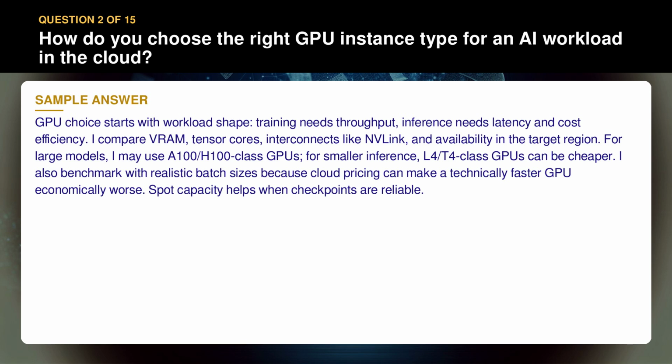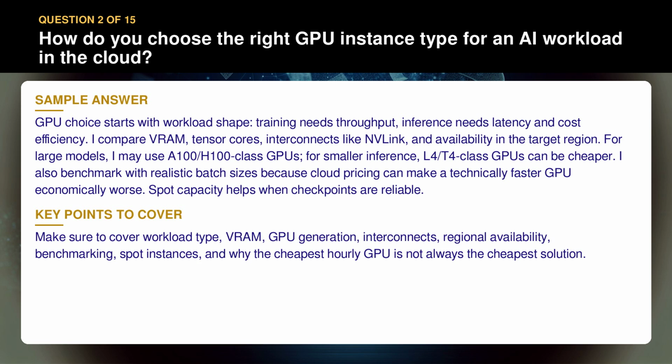I also benchmark with realistic batch sizes, because cloud pricing can make a technically faster GPU economically worse. Spot capacity helps when checkpoints are reliable. Make sure to cover workload type, VRAM, GPU generation, interconnects, regional availability, benchmarking, spot instances, and why the cheapest hourly GPU is not always the cheapest solution.